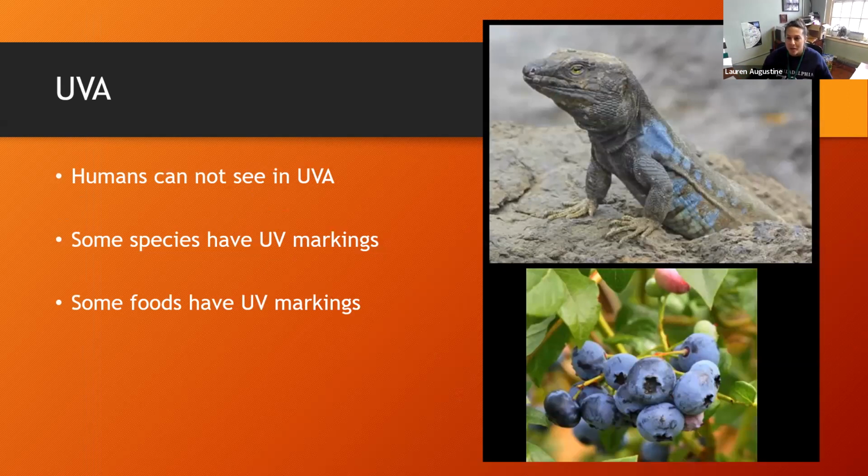And then again, humans can't really see in these spectrums, but a lot of species have UV markings. And a lot of foods have UV markings. And so that's a big part of how these animals are behaving and a big part of their natural history that I think has been completely overlooked and overshadowed over the years. But now herpetoculturists are starting to recognize this and trying to provide better levels of UVA.